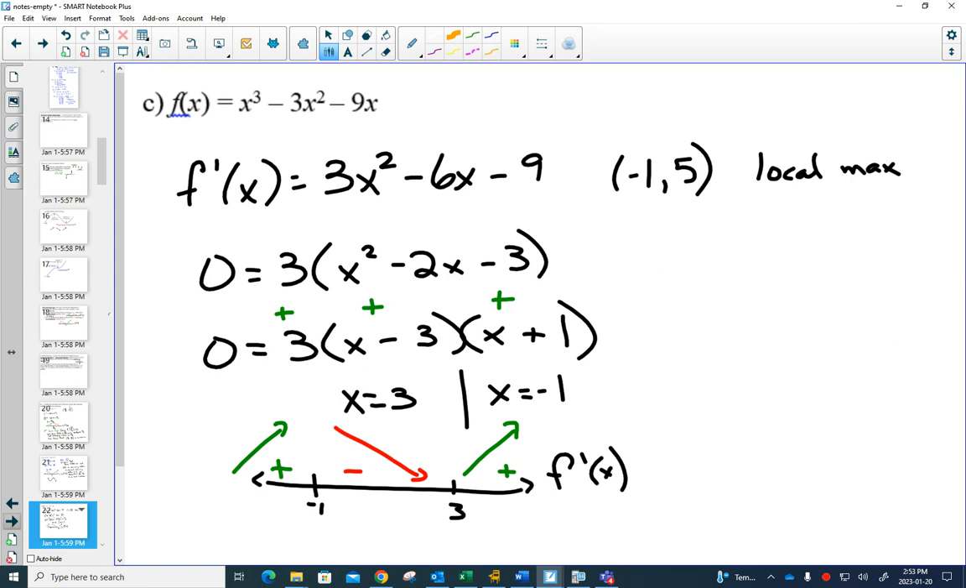And same thing, you could with 3, okay? 27 minus 27 minus 27 minus 27. Wow. Interesting mental math that happened there. That one would be a local minimum.